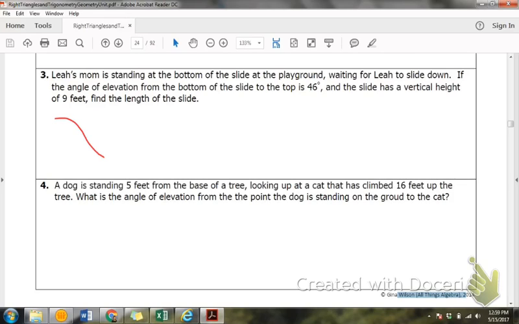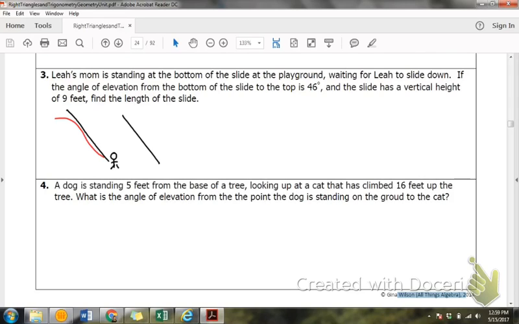Perfect. Okay. Leah's mom is standing at the bottom of the slide. This is room for interpretation, folks. Here's her mom standing at the bottom of the slide. The angle of elevation from the bottom of the slide to the top. So even though the slide is maybe this type of slide, typically slides don't look exactly like that unless they were built in like 1970. So let's just make a line there to abbreviate a little bit.